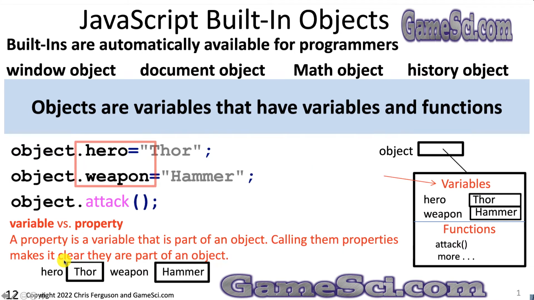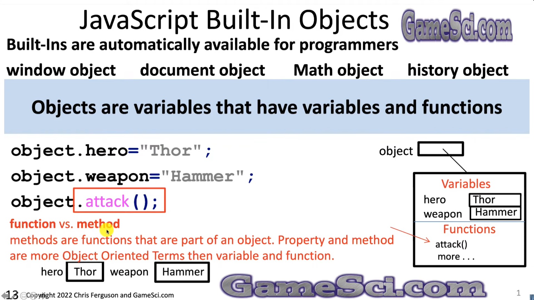Variable versus property. This is just a naming convention. They're not different. They just go by different names. A property is a variable that is part of an object. Calling them properties makes it clear they are part of an object. When it's outside of an object, we tend to treat hero and weapon as variables. When they're inside of an object, we prefer to cross out this variable and call it a property. A property is just a more specific term that implies this must be part of an object.